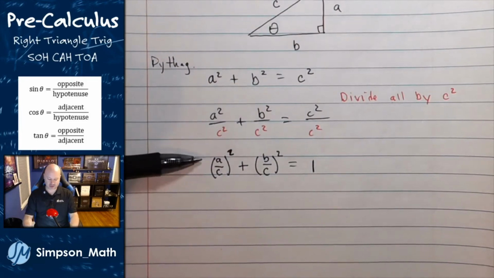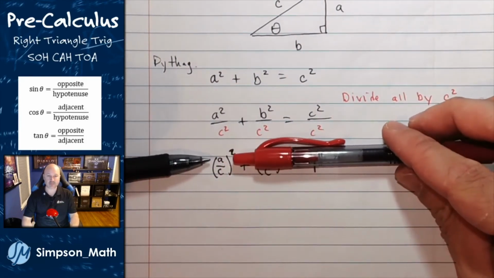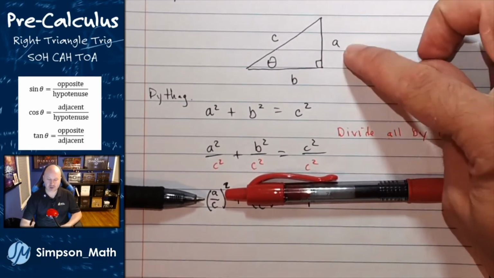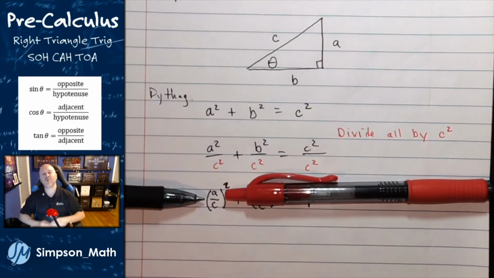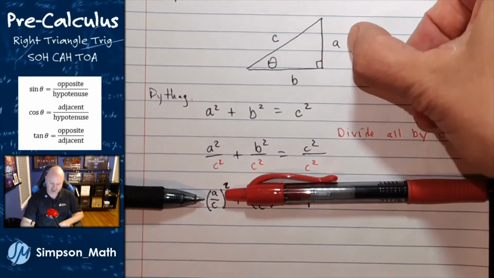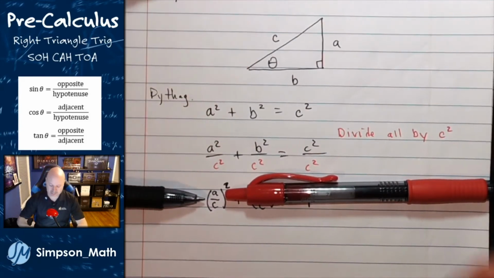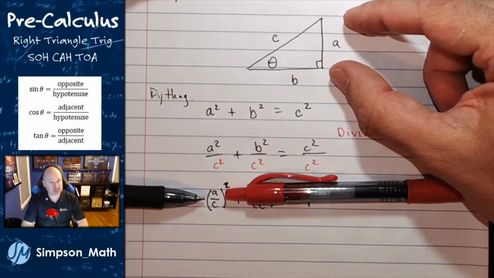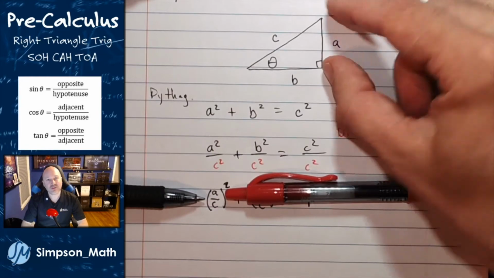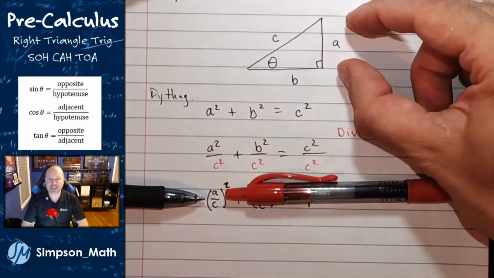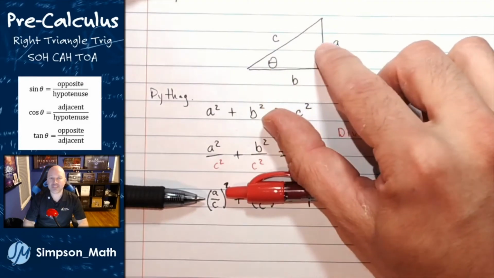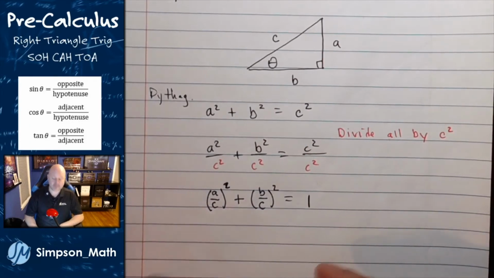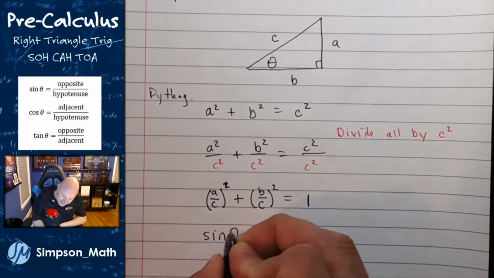Now, a over c, that sure does look familiar. What in the world is a over c? Well, it's a ratio of side lengths. So that sounds like the output of a trig function. What trig function to this theta would spit out a over c, or the opposite side length over the hypotenuse? I'm thinking sine. This a over c, that's just a fancy way of saying sine of theta.